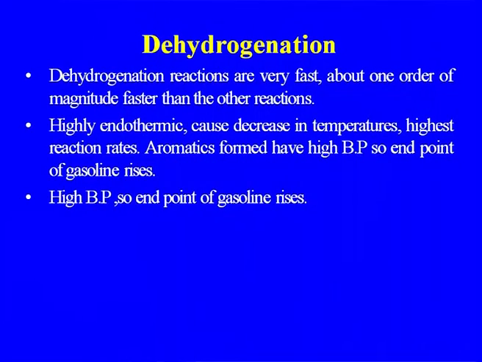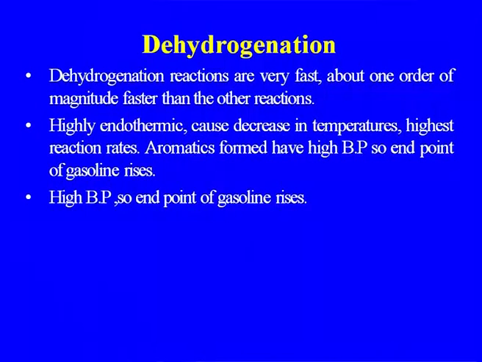Dehydrogenation reactions are very fast, about one order of magnitude faster than the other reactions, and highly endothermic. This is the reason you see the catalyst distribution: in the first reactor it is less, in the second higher, and in the third much higher catalyst. So the reaction is highly endothermic, causing a decrease in temperature, with the highest reaction rates. Aromatics have a high boiling point, so the end point of the gasoline rises. This may be required because it affects the vapor pressure of the gasoline.